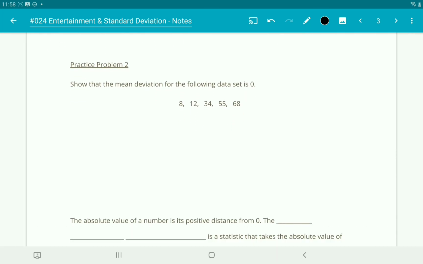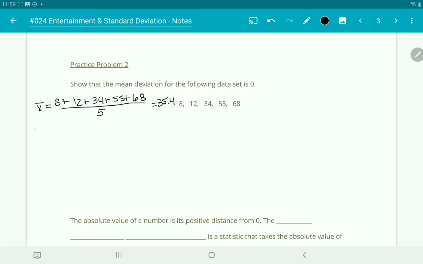So practice problem 2. Let's look at it. We know that x bar is what we need first. So we have 8 plus 12 plus 34 plus 55 plus 68. This one's a little easier because it is only 5 numbers, divided by 5. You're going to get 35.4. So x bar is 35.4.